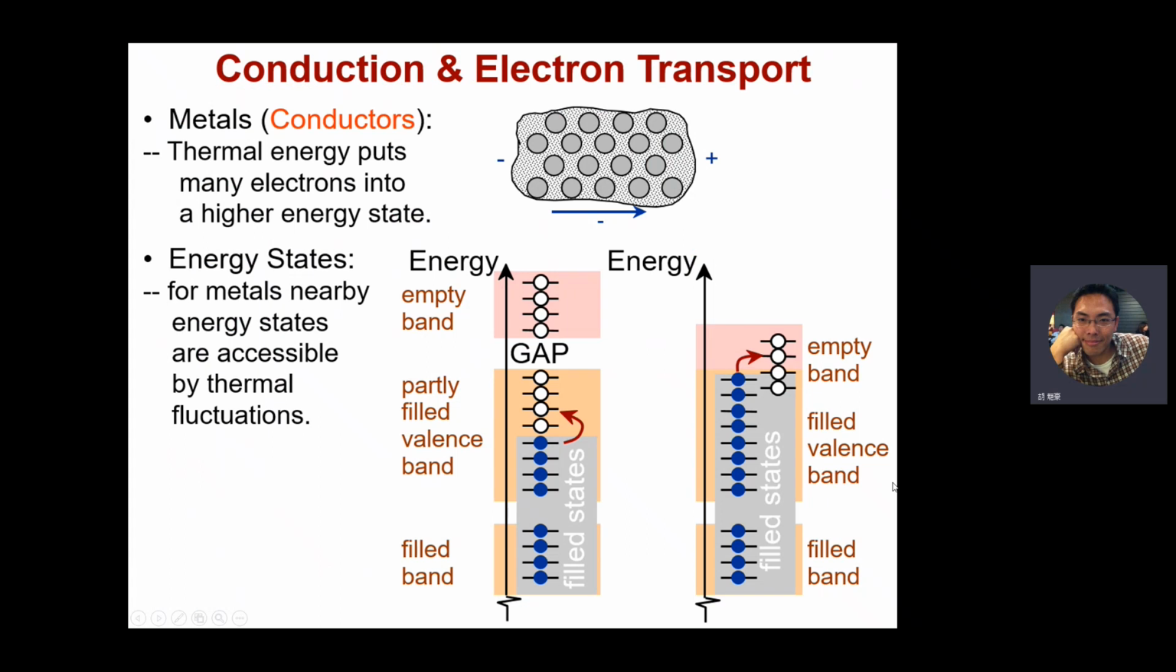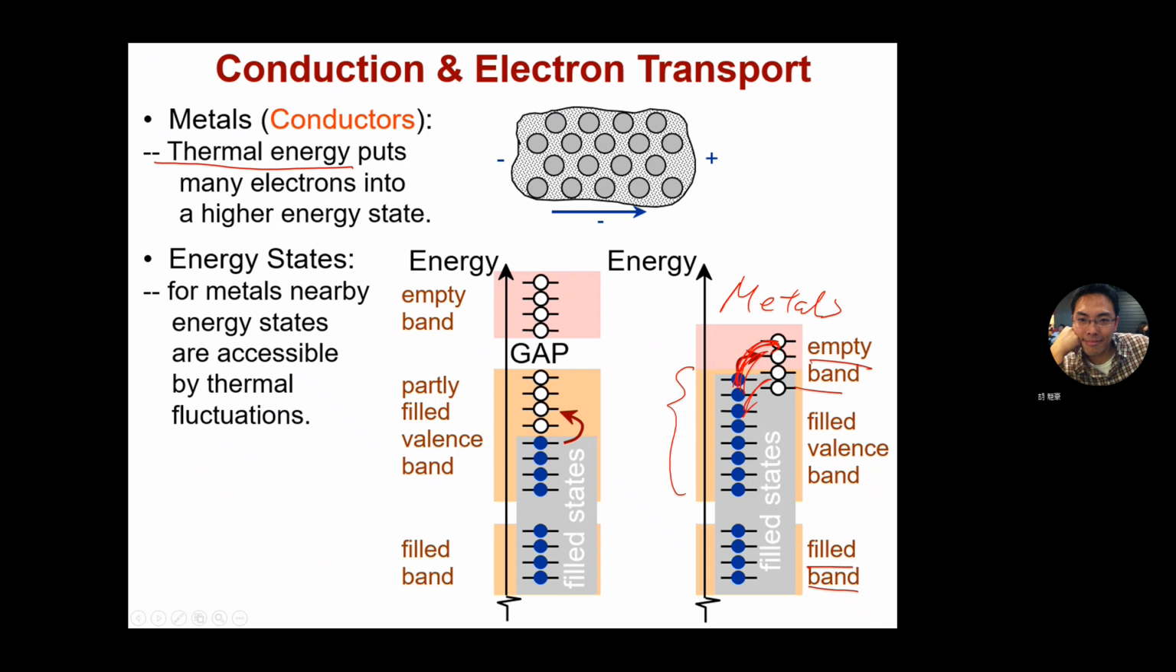So I already mentioned that metals are good conductors, and thermal energy puts many electrons into a higher energy state. The thermal energy is the external energy that excites the electron. So this is the metal. The empty conduction band and the valence band overlap, therefore the electrons can move. This is the filled electron, and it can jump here and return, jump here and return. It can move freely inside the metal.